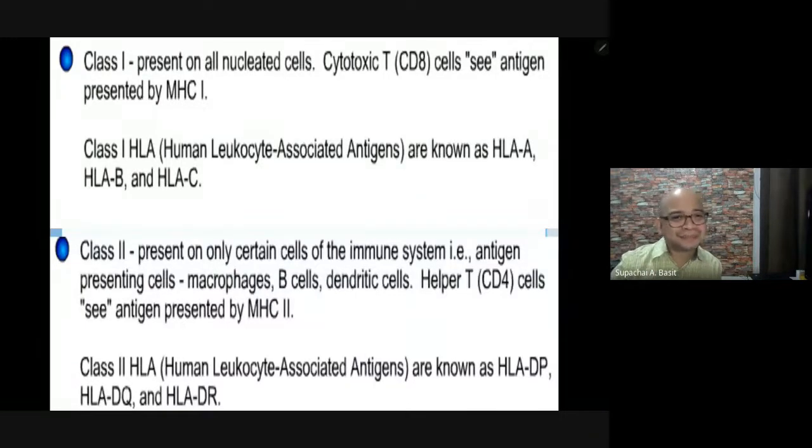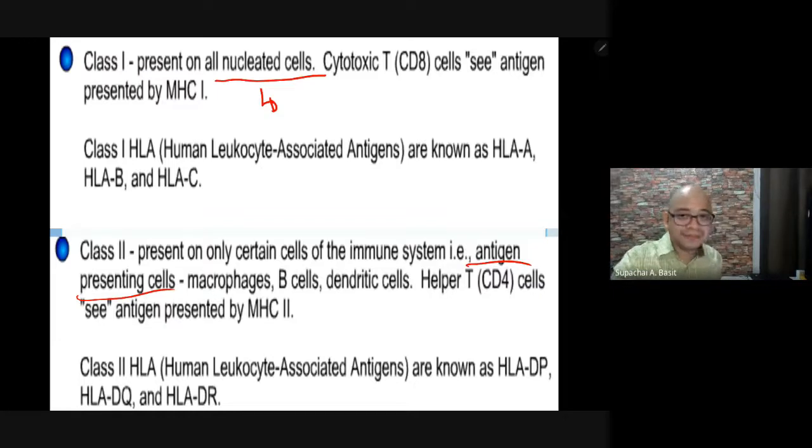What's the difference between the class 1 and class 2? Class 1 is present on all nucleated cells. Meaning to say, all cells of our body, okay, we can find class 1. Class 2 is present in antigen-presenting cells. Okay, so class 1.